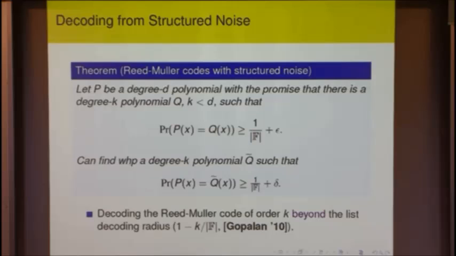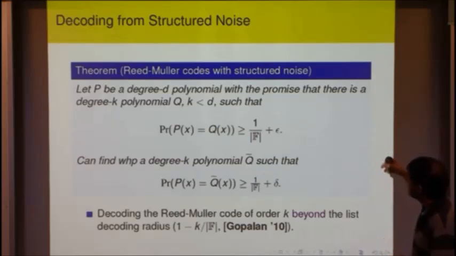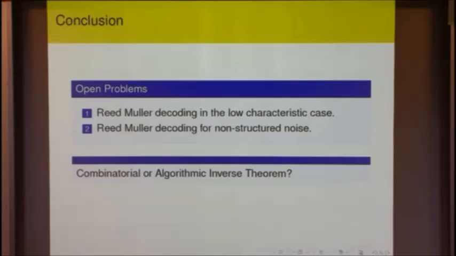This is a very challenging problem because the general inverse theorem, not for polynomials but for arbitrary functions, in the high characteristic case uses ergodic theory, and in the low characteristic case also uses techniques which are not amenable to being made combinatorial. So this is wide open at the moment, whether you can do Reed-Muller decoding beyond the list decoding radius for arbitrary functions. And of course, if we have this, then we would really have an explicit algorithmic version of the inverse theorem.